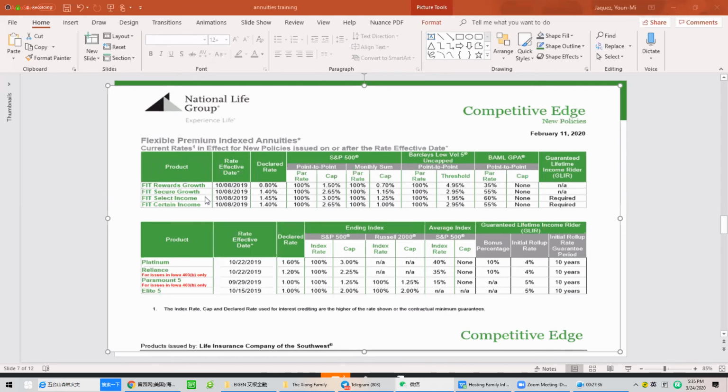Then you have the FIT Select Income and the FIT Certain Income, which is an income product. And the two differences are that with the FIT Certain Income, you're going to have the 14% bonus and 12% bonus, 12% bonus with a 5% roll-up rate. Whereas a FIT Select Income is not going to have any immediate bonuses. It actually has a back-end activation bonus.